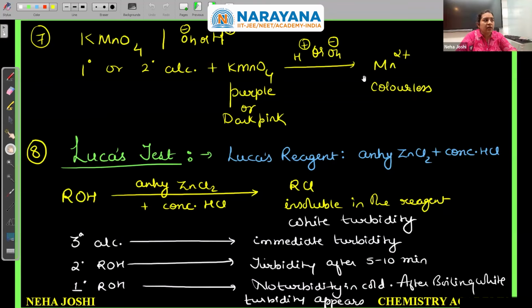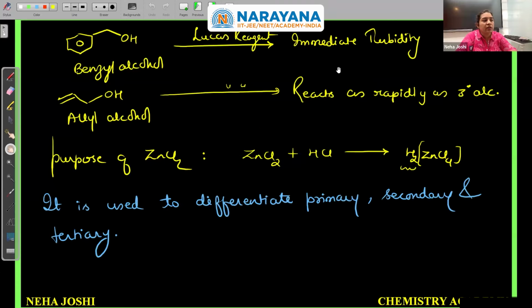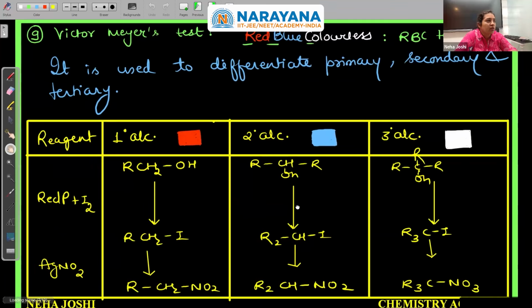Mn2+ will go to colorless. 3 degree is condition dependent, so not written. Lucas test we have discussed in detail today. And these all alcohols will give immediate turbidity. Purpose of ZnCl2: ZnCl2 plus HCl will form H2ZnCl4, so basically generation of H+. And Lucas test is used to differentiate primary, secondary and tertiary alcohols.